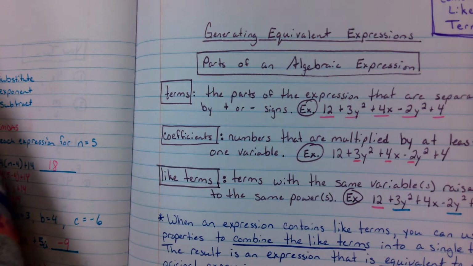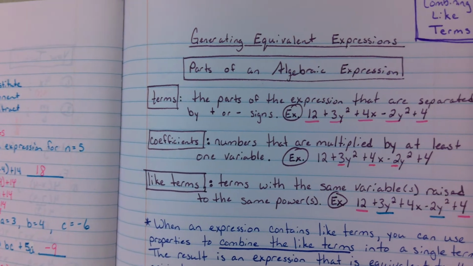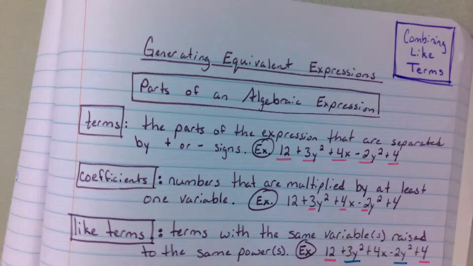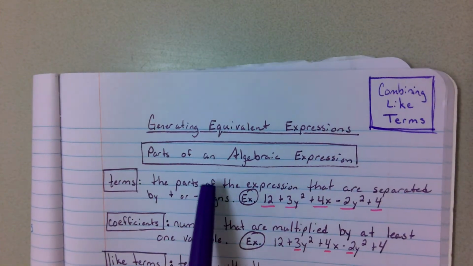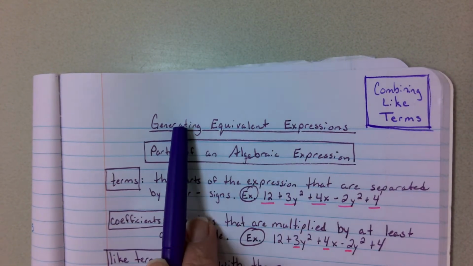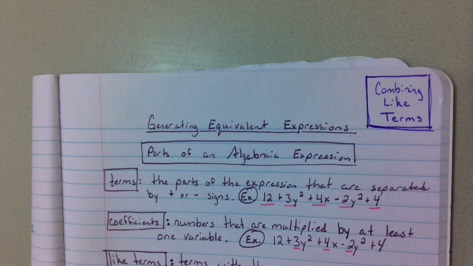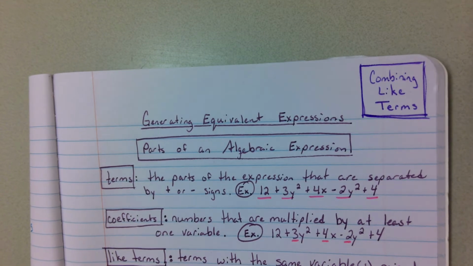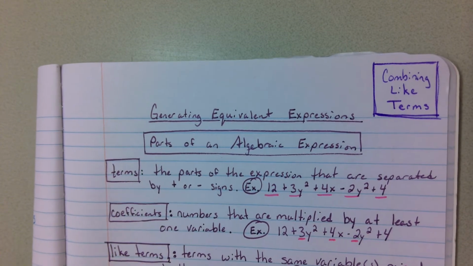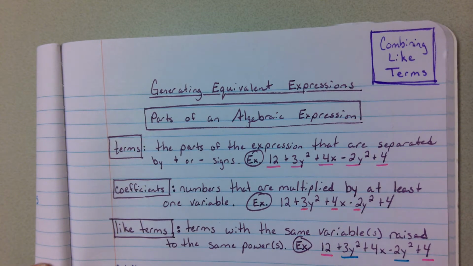All right, today we're going to look at generating equivalent expressions. Another way to think about that is combining like terms. So when you hear equivalent expressions and what you're going to do with those, think about combining like terms. The first thing we're going to do is look at the parts of an algebraic expression so that we understand the vocabulary and what each of those parts looks like and what it's called.